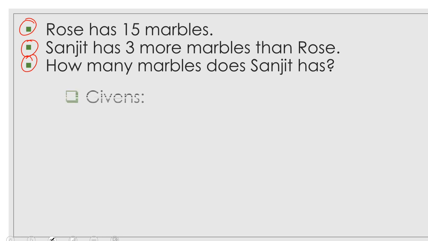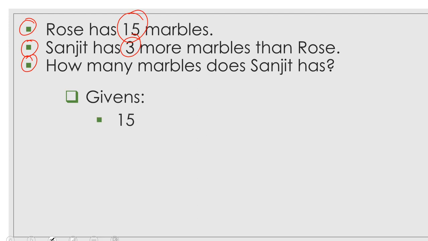First, we have to identify the givens. The givens are the numbers you find in the story. So can you find numbers in our story? Yes, you can find them. There are two numbers in the story, number 15 and number 3. So we can write them as givens.